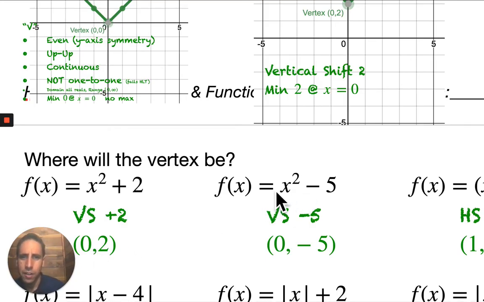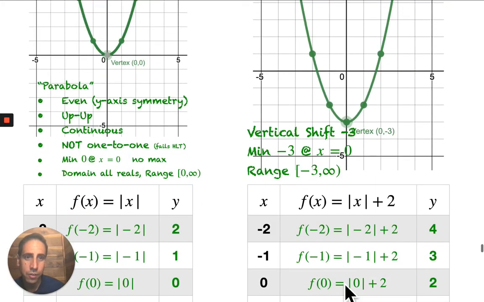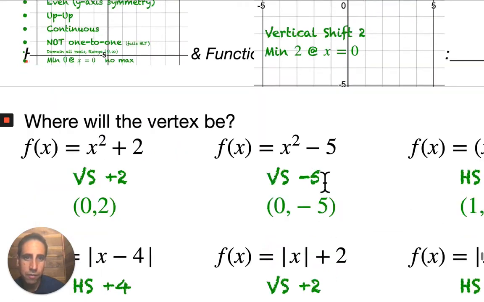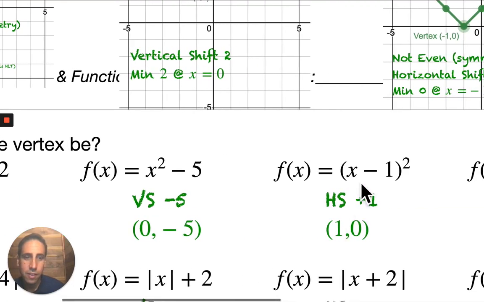What about here? This -5 is outside of the absolute value. So if the pattern holds, it would look like this one, where it had a vertical shift of -3. This would have a vertical shift of -5, and the vertex would be at 0, -5. This, because the -1 is inside the parentheses, it'll go before you square it. That's going to be a horizontal shift. But remember how everything was the negative of what we expected. I see a -1, so that's going to be a horizontal shift of +1, and the vertex will be 1 unit to the right, 1, 0.